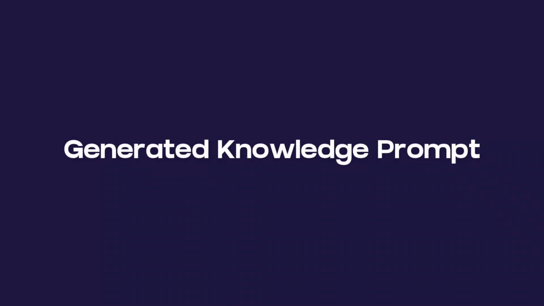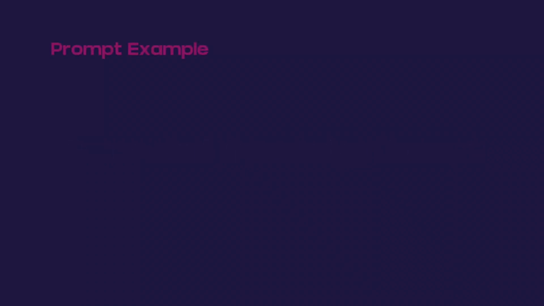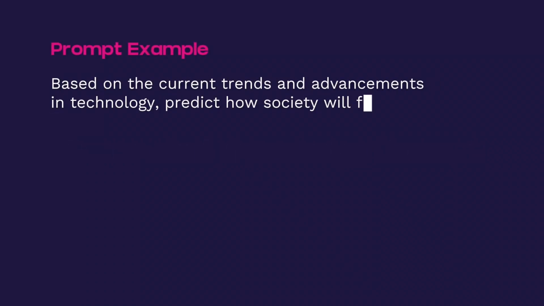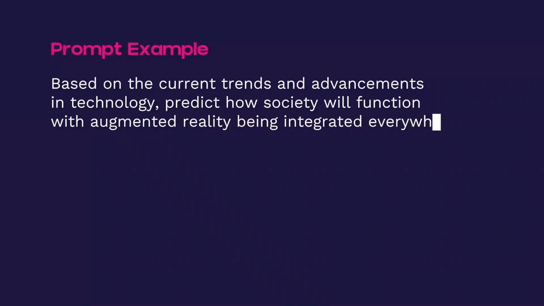And then you have something called the generated knowledge prompt, which essentially encourages the model to draw on information or knowledge that it has been pre-trained on. And this is super useful for creating novel content. So for an example here, it could be something like, based on the current trends and advancements in technology, predict how society will function with augmented reality being integrated everywhere. And so here, I didn't give it any additional context. I'm just really drawing off of its existing pre-trained data.